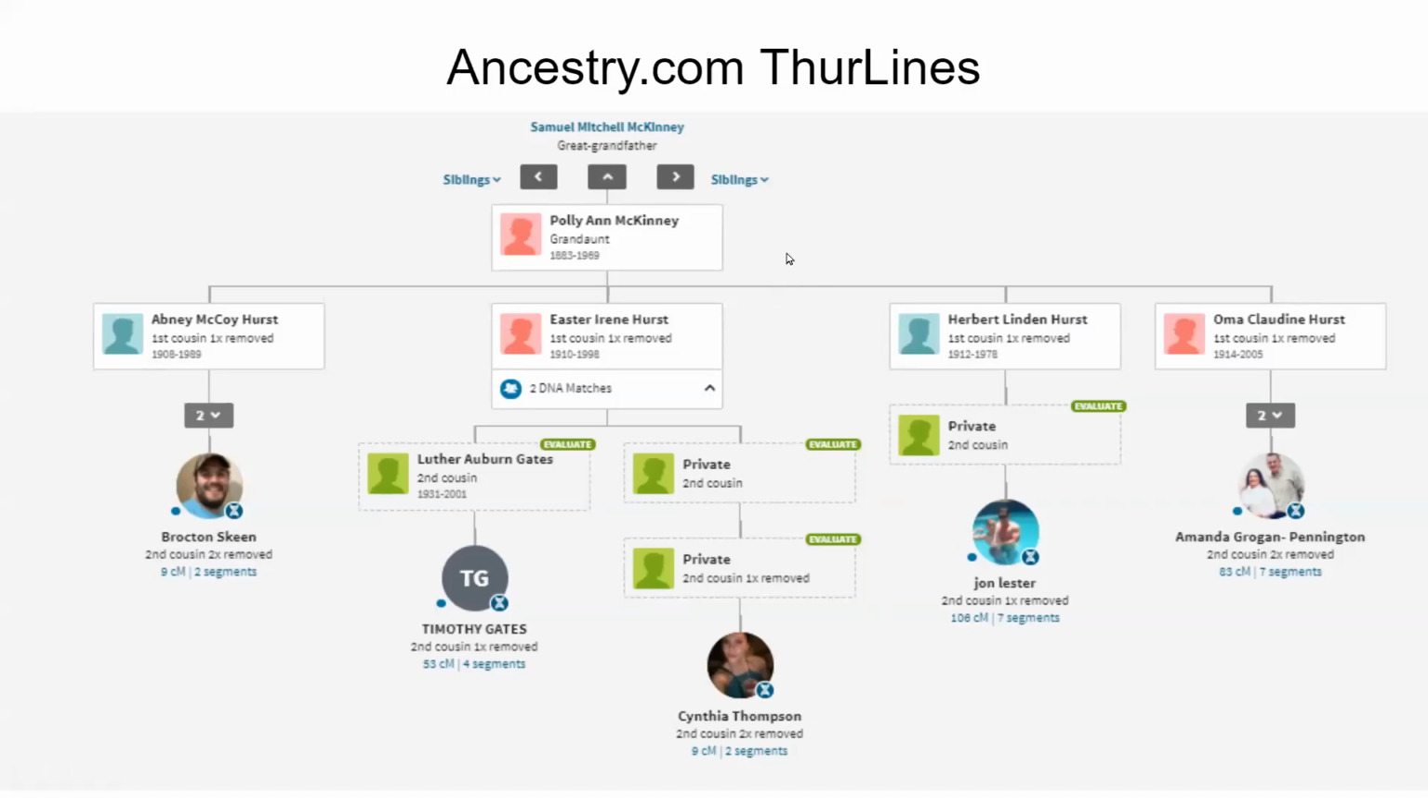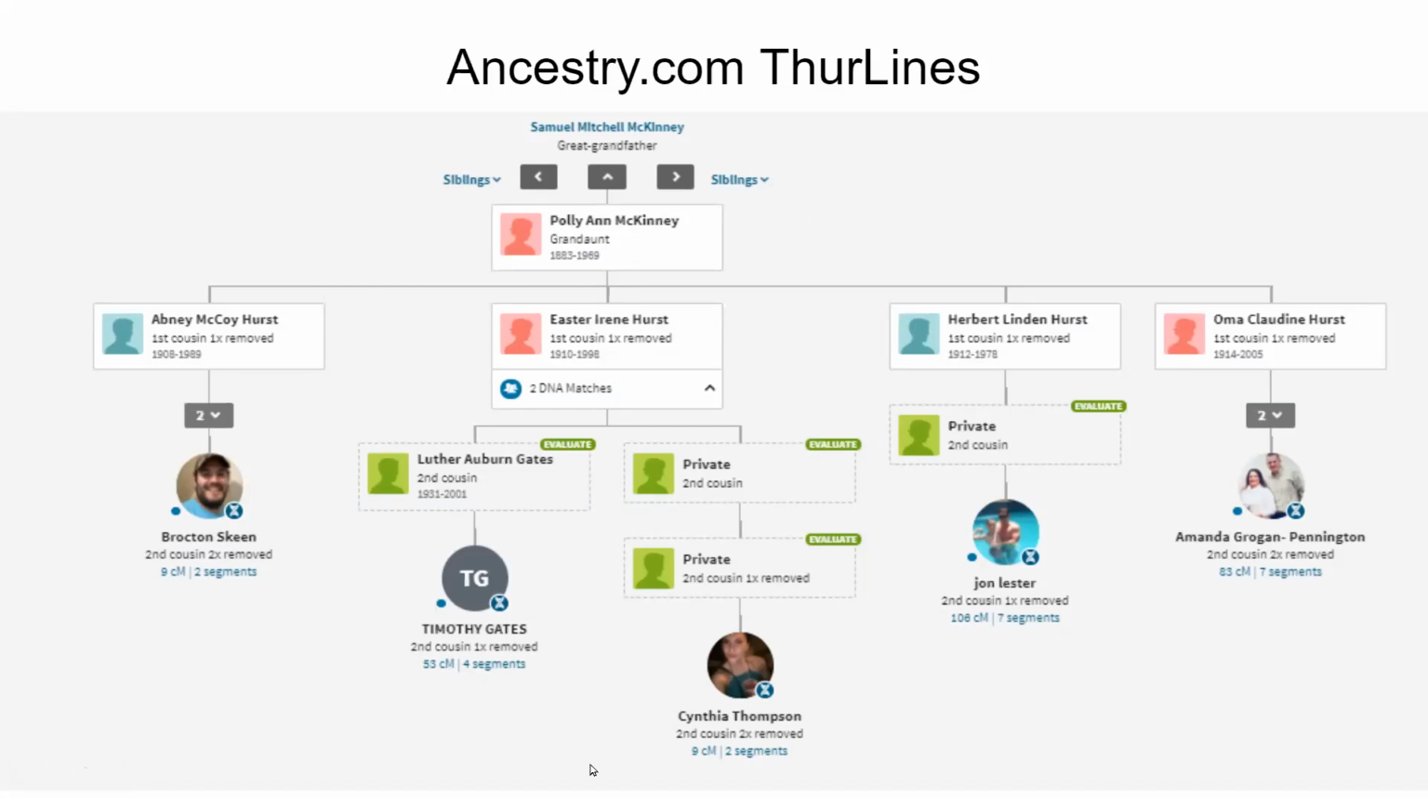This is a different relative. This is my grandfather's sister, Polly. Okay, and you can see that I have these various people in her family from her various children. Polly married, would you believe it, a Hearst. And you see the relationships. Brockton's second cousin twice removed. Timothy's a second cousin once removed, etc.